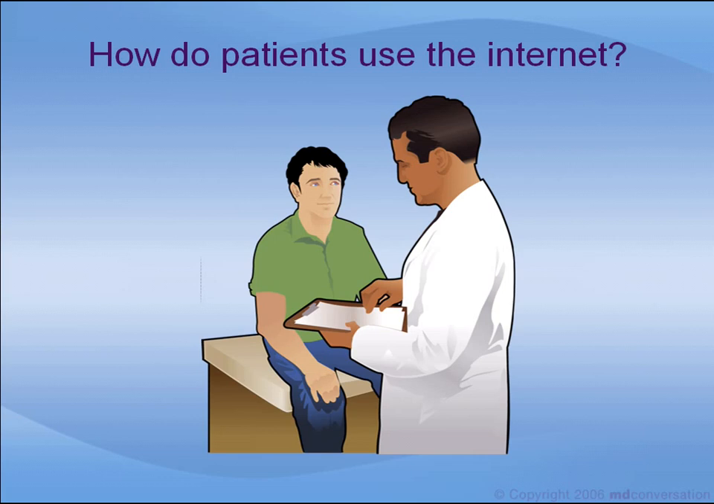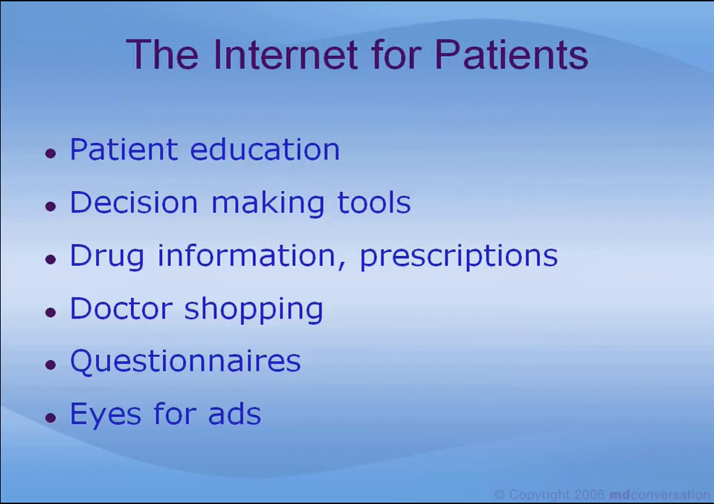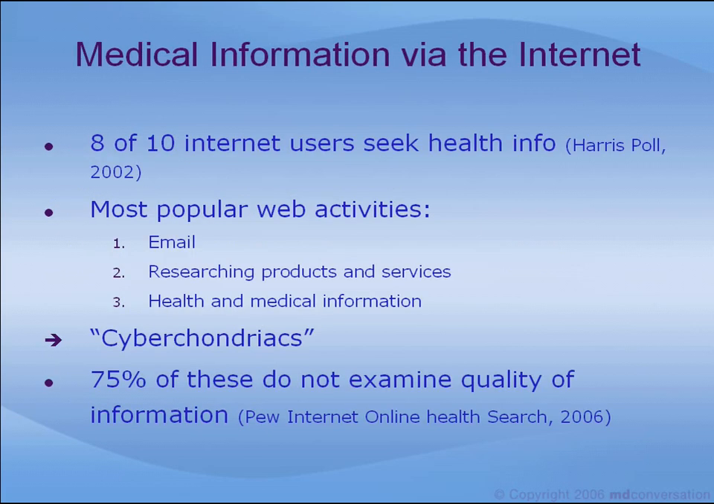Okay, how do patients use the internet? Well, we know that patients use it to educate themselves. They also can find decision-making tools such as Partin tables, for example. They can find drug information or get prescriptions even in some cases. They go doctor shopping. They fill out health questionnaires. And, of course, they act as a set of eyes for all the greedy advertisers out there. Apparently, about 8 out of 10 Internet users use the Internet to seek healthcare information. It is the third most popular activity after email and researching products and services.